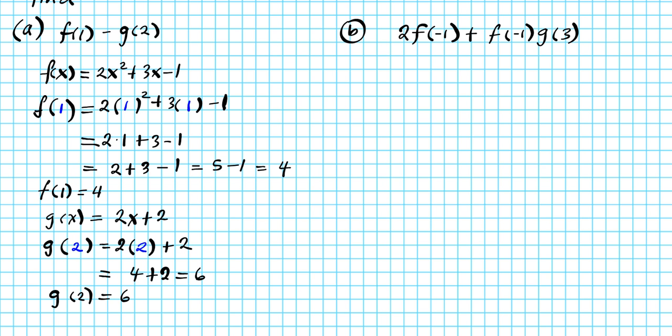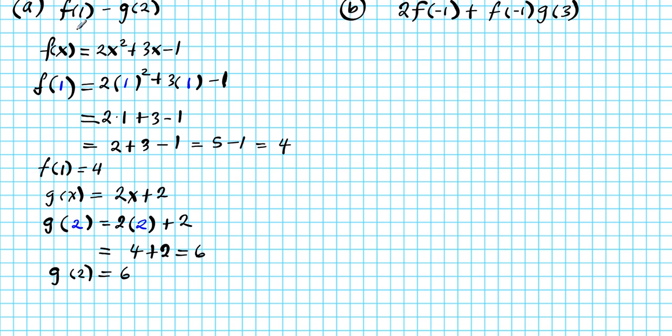Now that we have f of 1 and g of 2, we can compute what the original question asked us to do. It's f of 1 minus g of 2. So f of 1 minus g of 2 equals 4, because f of 1 is 4, minus 6, because g of 2 is 6. So 4 minus 6 is negative 2, and there goes your final result.